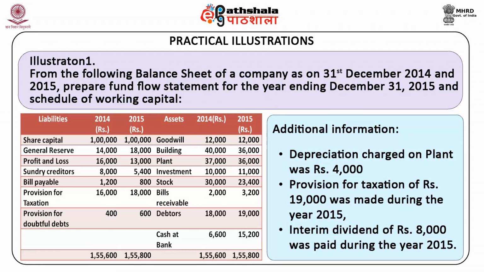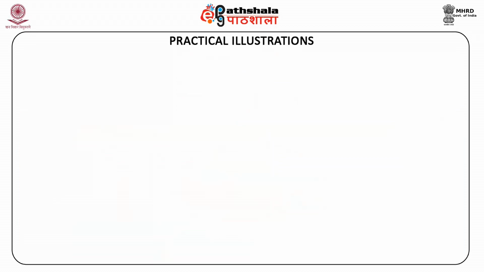Additional information: depreciation charged on plant was rupees 4,000. Provision for taxation of rupees 19,000 was made during the year 2015. Interim dividend of rupees 8,000 was paid during the year 2015. The solution to the above problem is as follows.